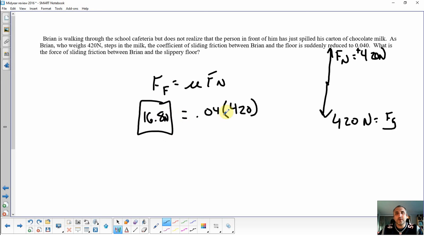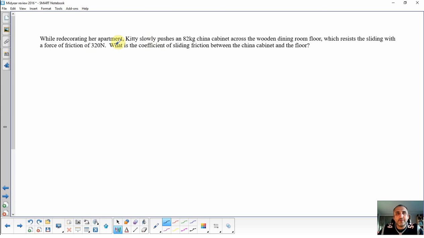Fair? That shouldn't be that hard. Next question. While redecorating her apartment, Kitty slowly pushes an 82 kilogram china cabinet across the dining room floor, which was just sliding force of friction with 320 newtons. What's the coefficient of friction?